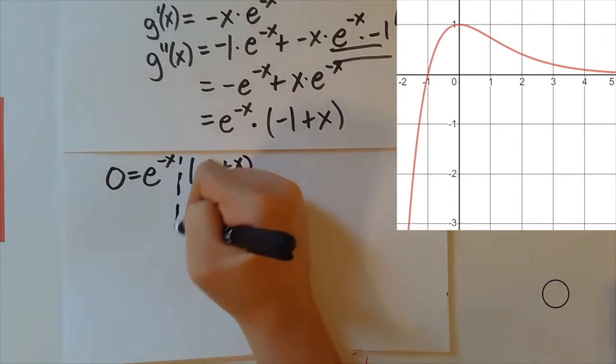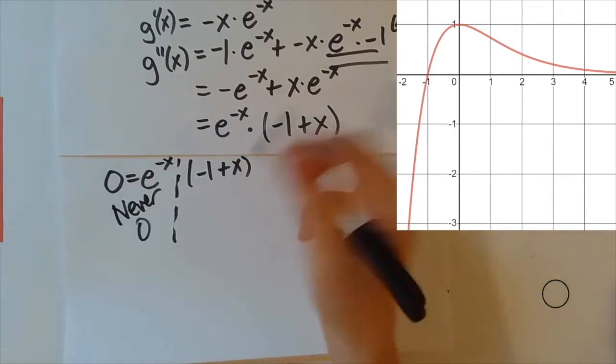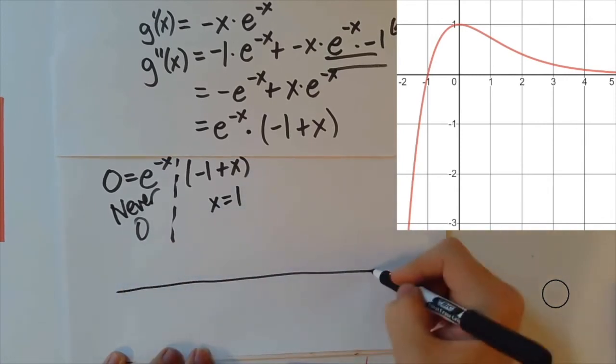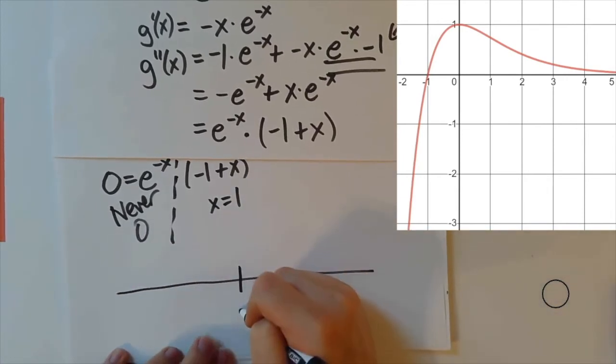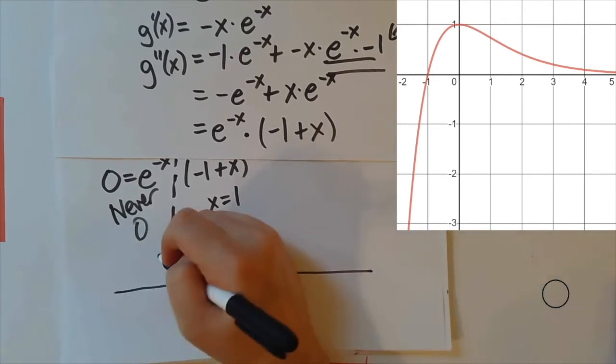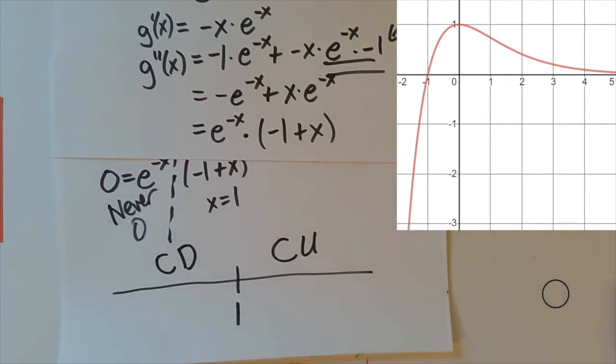Okay. Now, as has been a recurring theme throughout the course, this is never 0. And this is 0 when x is 1. So I'm going to make myself a little number line. And so the only place that this function can change concavity is at 1. Again, looking at the graph, I can see that it's concave down on this side and concave up on this side. So when we eyeballed this before and said, hey, it looks like the inflection point's about here at 1, in fact, it turns out it is exactly at an x-coordinate of 1.